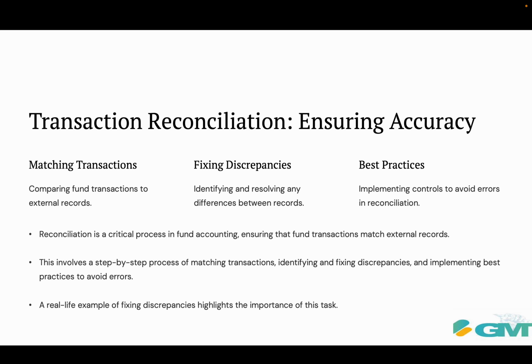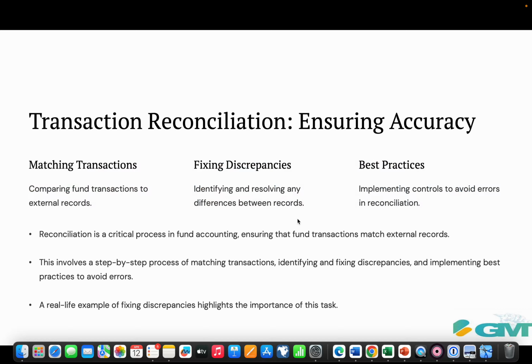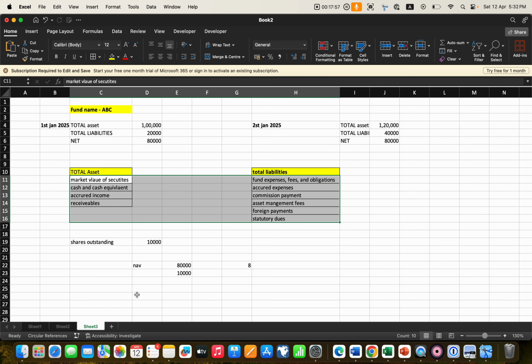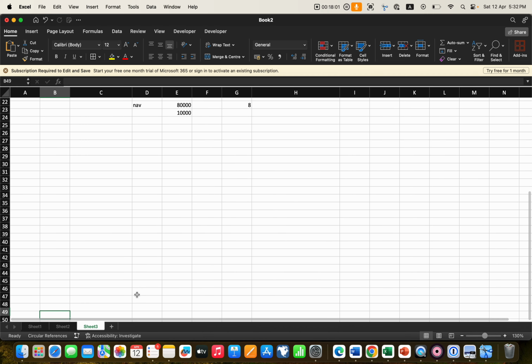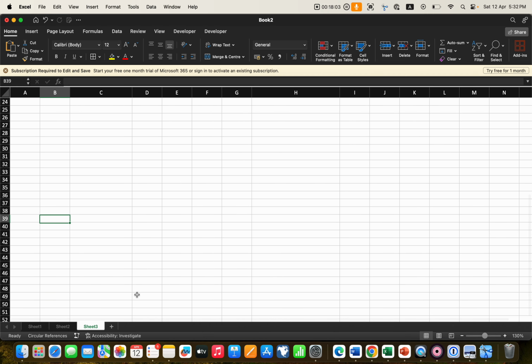There are certain important steps of reconciliation. How reconciliation is done, we'll discuss in the Excel file. I'm writing most of the important things in the Excel file, because if at any point you cannot listen to this properly, you can go to this recording, pause it and prepare your notes as well. So, the reconciliation process.